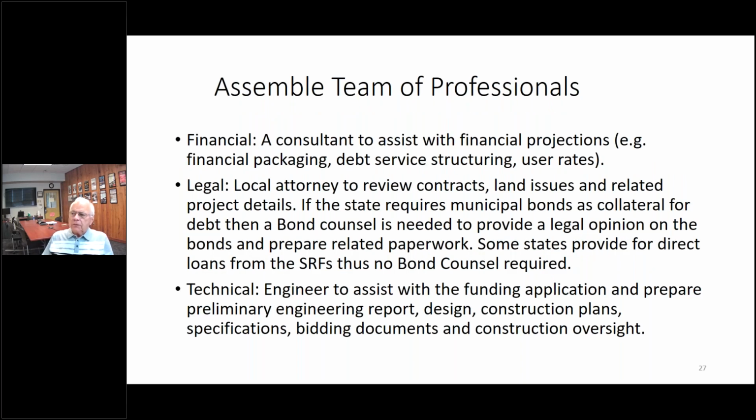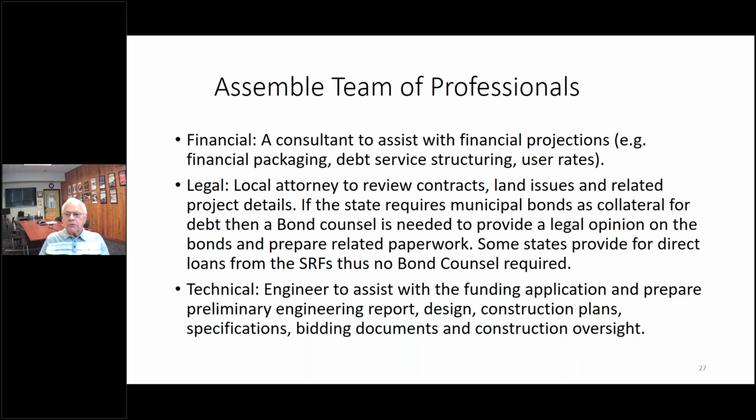So the next step in the financing process, you have to have a team of professionals needed to assist the community. The 3 areas of expertise are financial, legal, and technical.